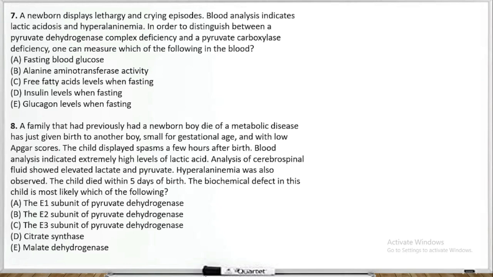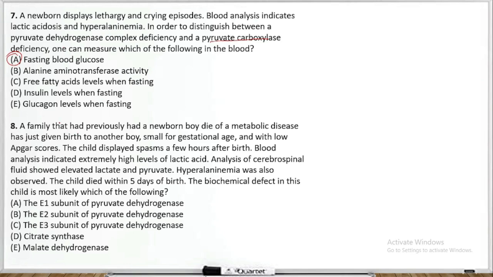Question 7. A newborn displays lethargy and crying episodes. Blood analysis indicates lactic acidosis and hyperalaninemia. In order to distinguish between a pyruvate dehydrogenase complex deficiency and a pyruvate carboxylase deficiency, one can measure which of the following in the blood. Fasting blood glucose level can be used, because if pyruvate carboxylase is deficient, the glucose level will actually be low.